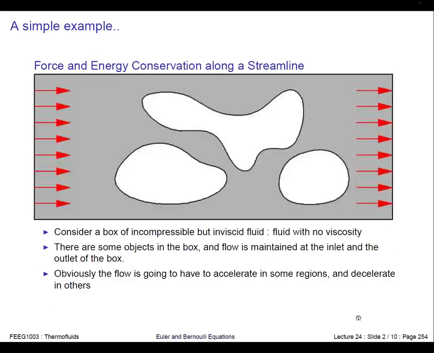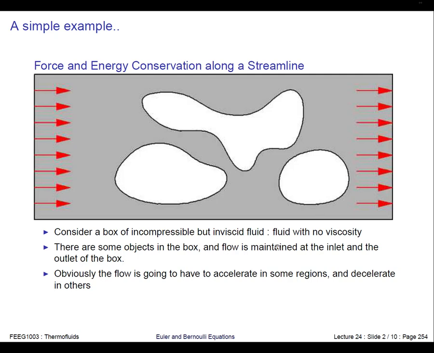Okay, so our test problem is this. We've got a box and we've got a uniform flow coming in on the left hand side, and we've got a uniform flow of the fluid leaving the right hand side of this box, and the grey stuff is the fluid, and we've got some random objects in the volume, and the flow is going to have to go around these objects to get from the left hand side to the right hand side.